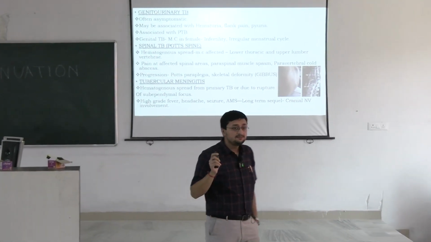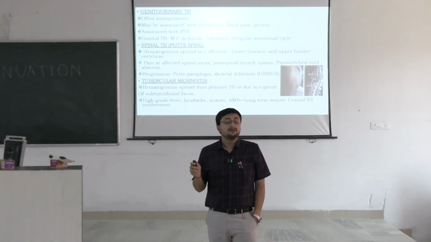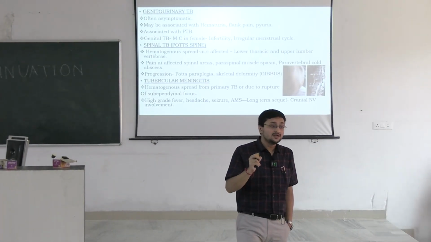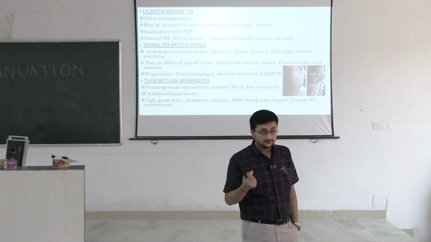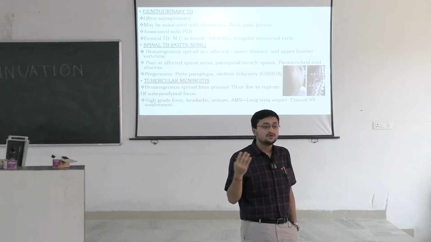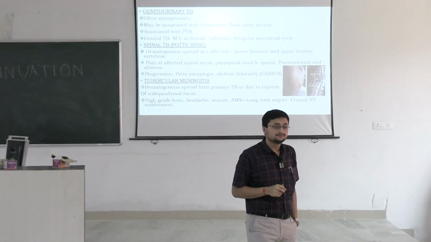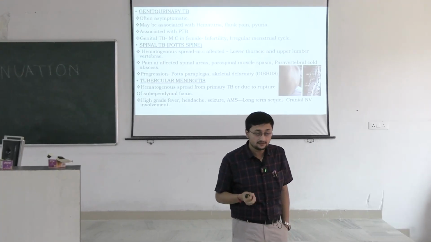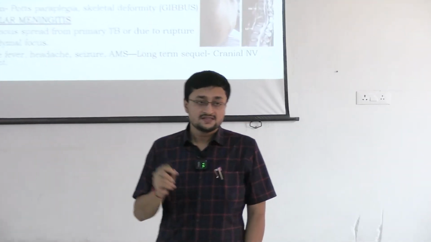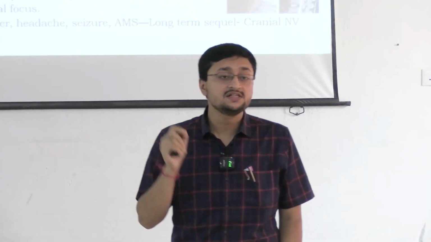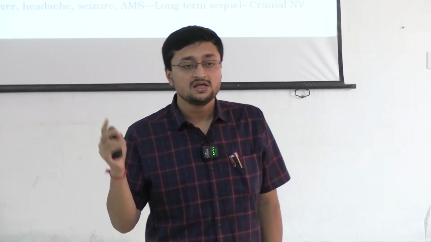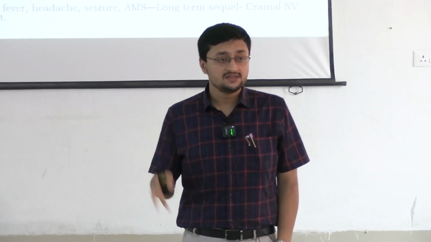Next, TB meningitis. What may be the cause? First is hematogenous dissemination, and what is the other cause? Rupture of a focus of the active bacilli. What is the focus called? In the brain parenchyma, I told you the other day about the foci, yes, Rich focus. The subependymal focus is called the Rich focus. Rupture of the Rich focus or hematogenous dissemination may result in tubercular meningitis.